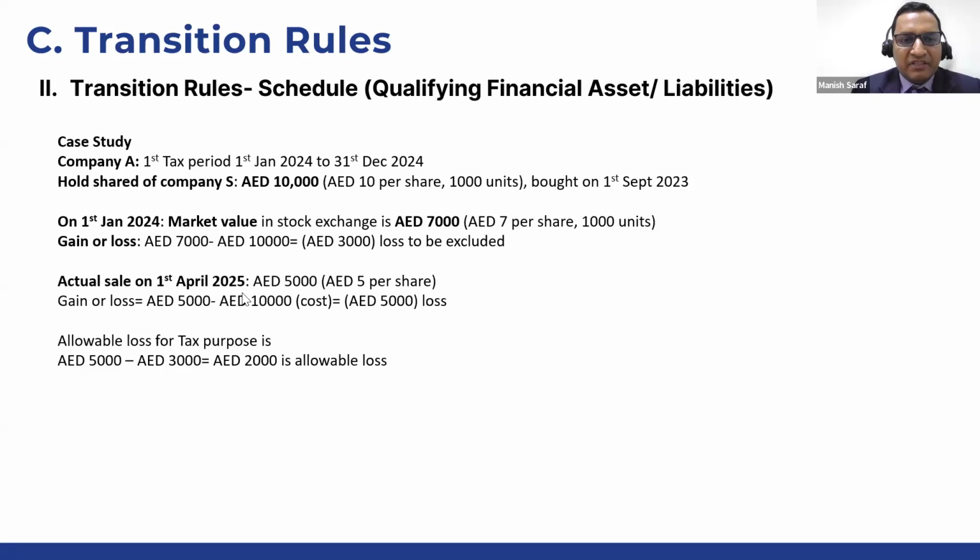The actual sale happens on 1st April 2024 at a value of 5,000, and the cost of that investment is 10,000, so the loss is 5,000. You are not going to exclude the full loss of 5,000, but the loss pertaining to the period prior to the first tax period, which is 3,000, has to be excluded from this 5,000. The only loss which is allowed is 2,000, the loss pertaining to the tax period after the first tax period. So 2,000 is the only loss which is applicable.